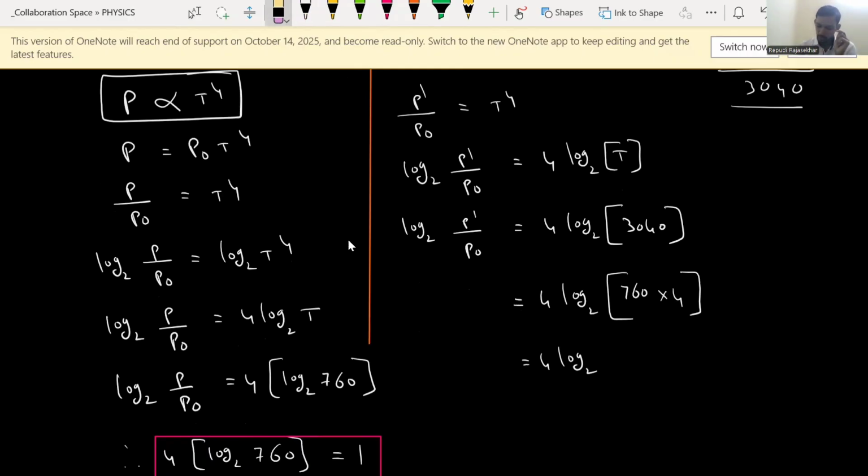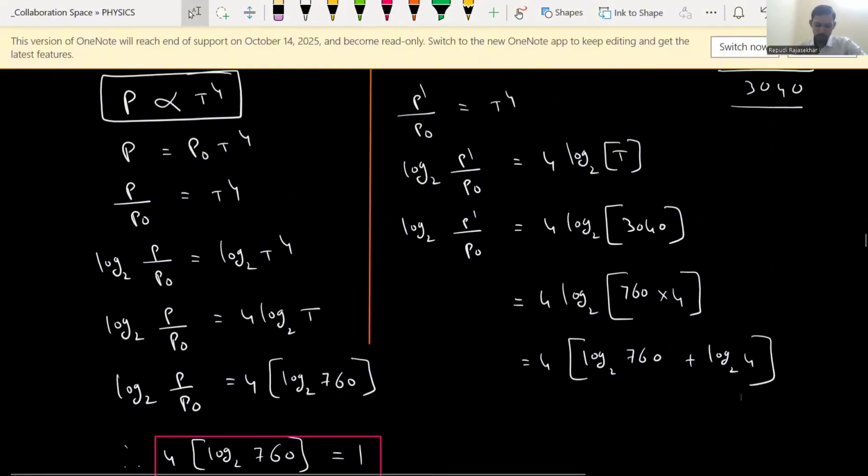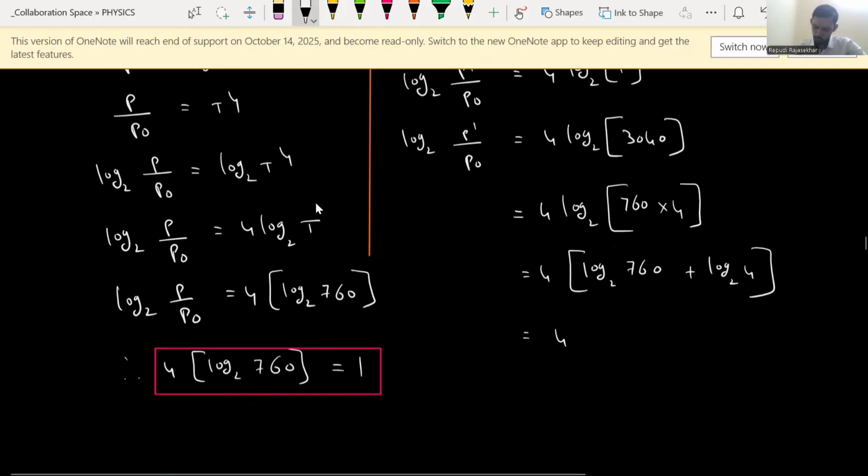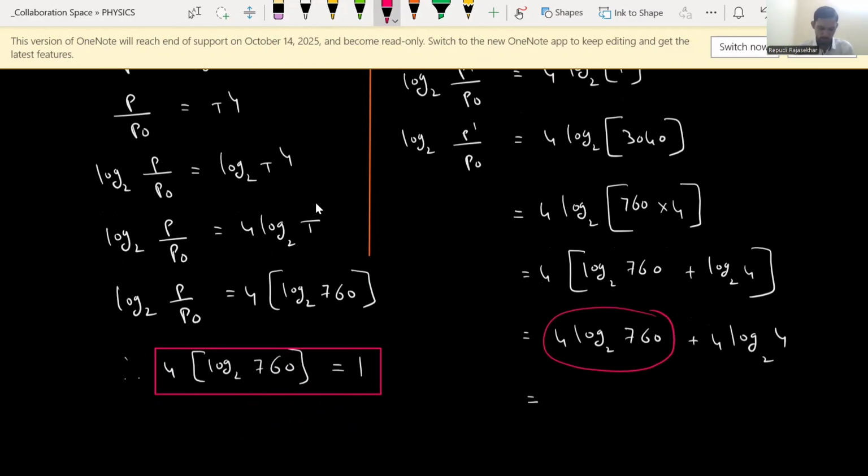We'll do one thing with log AB. How do we write log AB? Log AB is log A plus log B. This is in the form of log AB, so log A plus log B. Now I multiply by 4 inside. So this becomes 4 log base 2 760 plus 4 log base 2 4. But we already know its value: 4 log base 2 760 is nothing but 1. So substitute here, this is 1 plus 4 log base 2 4.